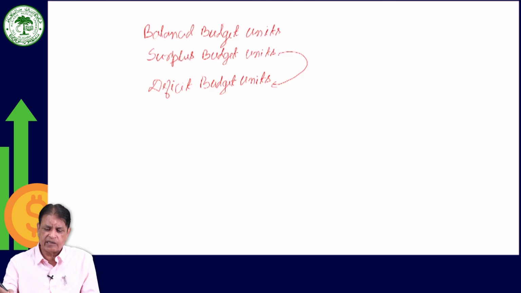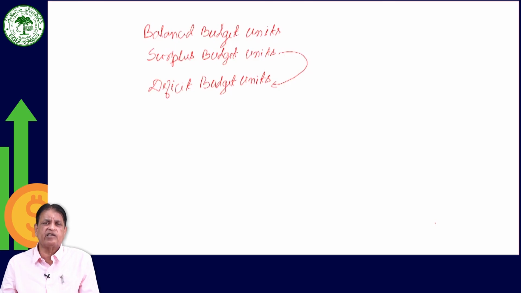Then the financial system channelizes these surplus funds or these savings of the surplus budget units to the deficit budget units. That is the channelization of funds from the surplus budget units to the deficit budget units. But then there are several deficit budget units. The funds have to be allocated among these deficit budget units. So, there is another function that is also performed by the financial system, that is allocation of funds among the deficit budget units.